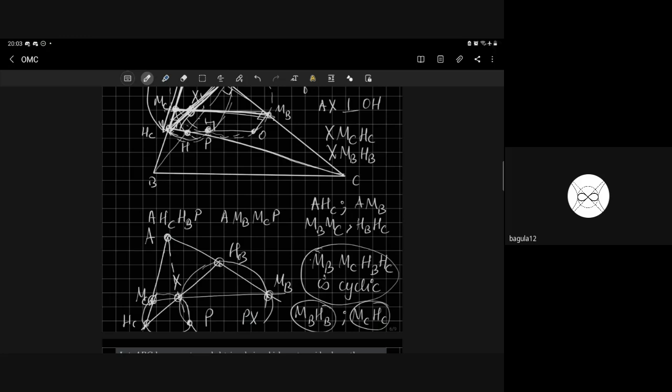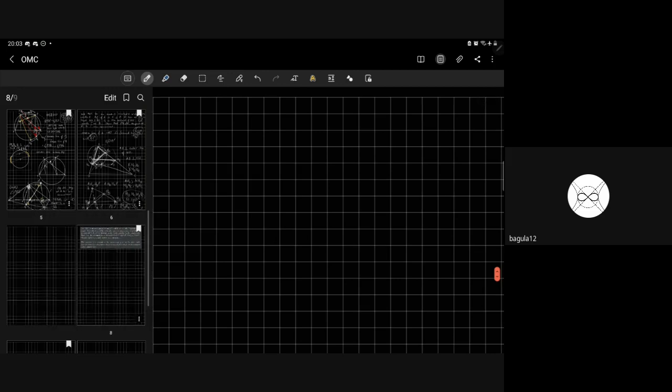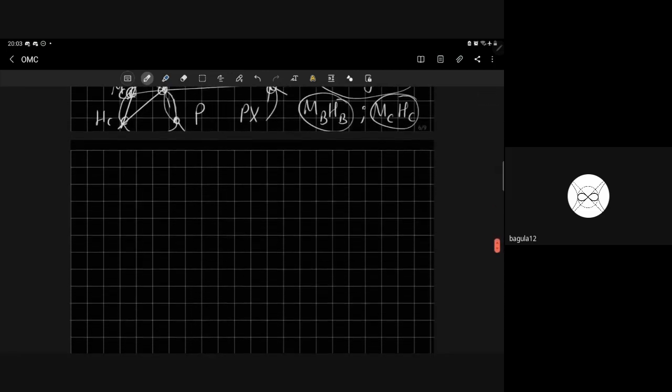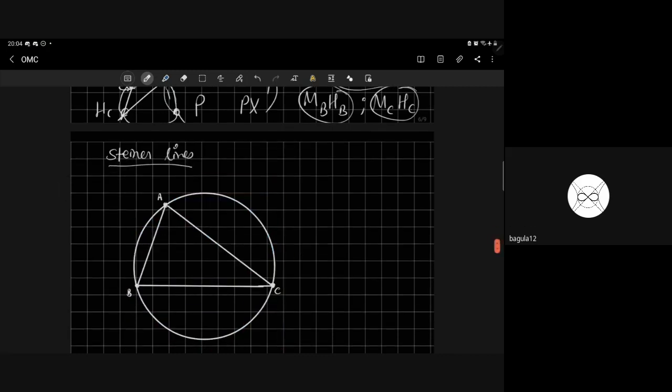Pretty much. Okay, so just a moment. Now I'll proceed to Steiner lines. In general, the Simpson line bisects the segment joining the orthocenter and that point. Correct?